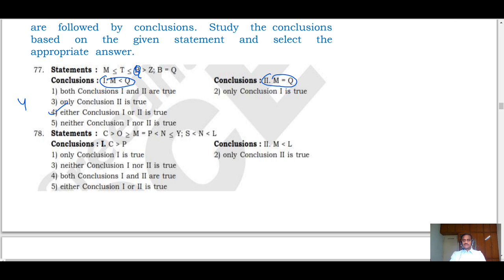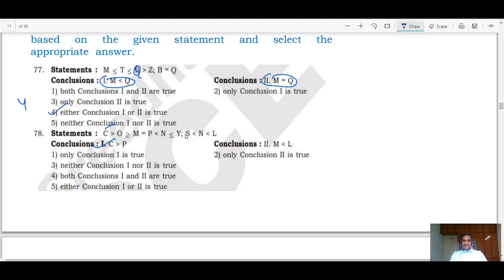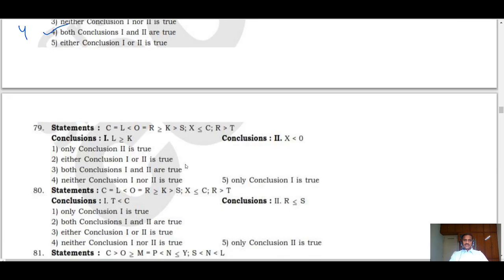Then 78. Now the relation between C and P. Between these two, C and P, the symbol that is common is greater than. C greater than P is 2. L and M. M is here, L is here. M lesser than N, N lesser than L, that is M lesser than L is 2. Both the conclusions are true, that is choice 4. 78, choice 4.